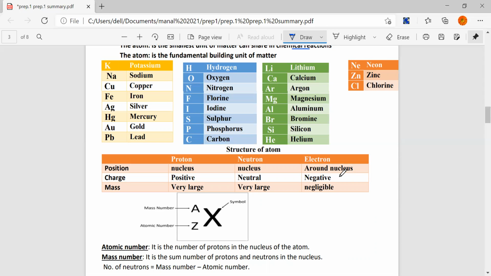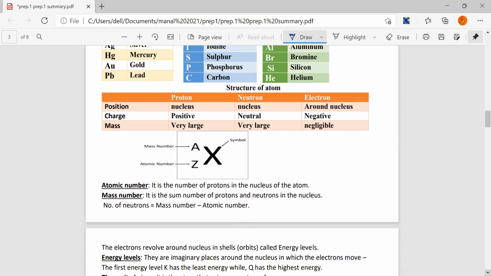that carry negative charge. Mass: the mass of protons and neutrons compared with the mass of electrons is very large. So we say the mass of electrons is negligible. We neglect the mass of electrons because it's very, very small. Okay, I know it's very simple and you remember that.